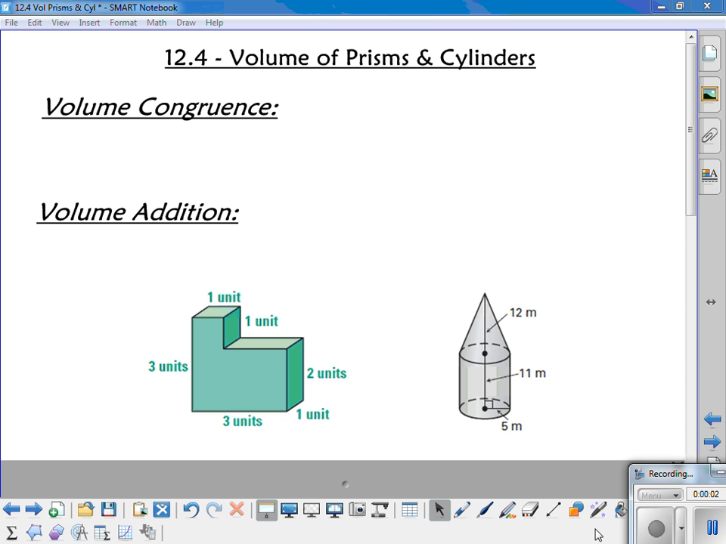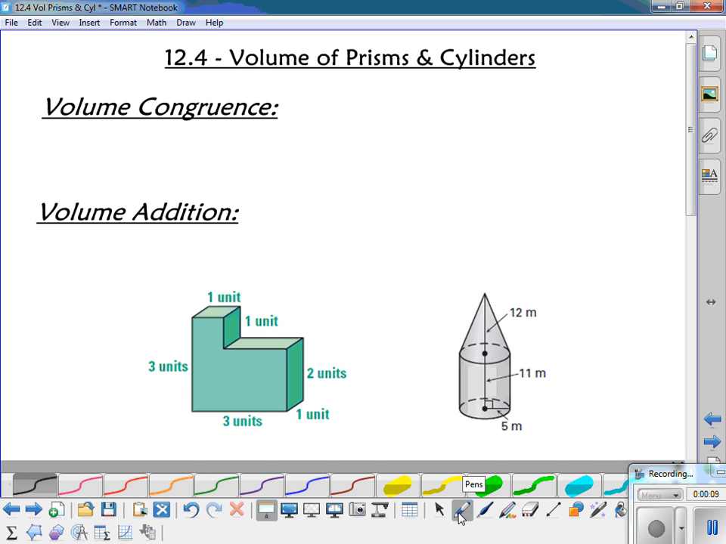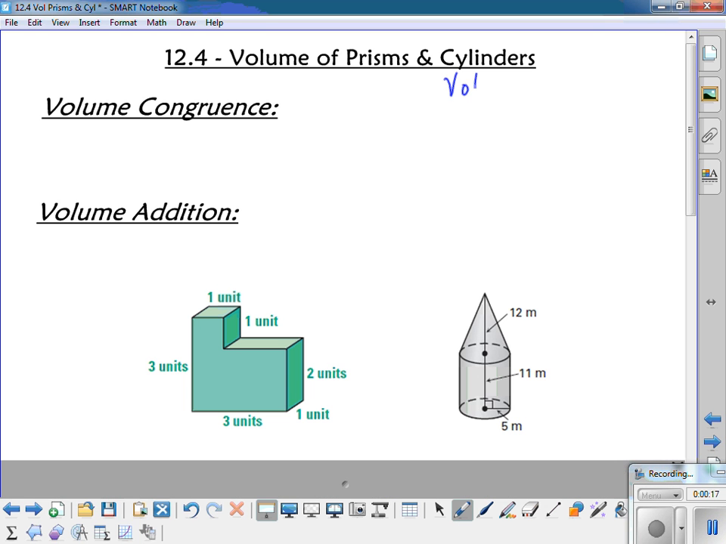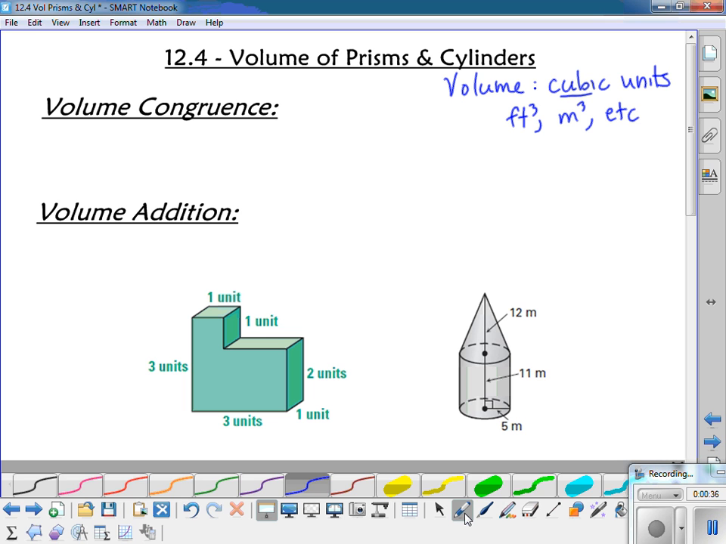Alright, so the lesson objective for this video is students will find the volume of prisms and cylinders. So we've been finding area, which is in square units. Whenever we do volume, volume is in cubic units. So for instance, you could have feet cubed or meters cubed, etc. It's in cubic units.